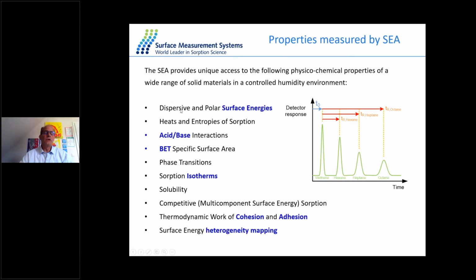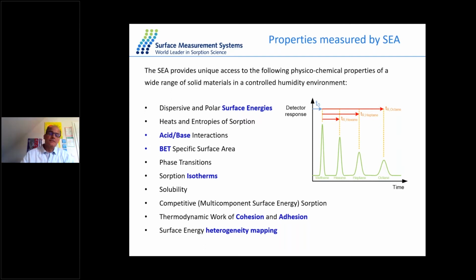What can you do with that? You can measure the non-polar dispersive or polar surface energy, the heat of absorption. You can see something about the acid-base interaction and the acid-base ratio on your surface. For low surface areas especially, you can measure the BET surface area. You can measure some phase transitions, so the GC is very sensitive to changes on the surface of your sample. You can measure absorption isotherms at low concentration. At higher concentration for polymers, it's possible to measure solubility parameters. And finally, with the value of surface energy, you can calculate the work of cohesion and adhesion.